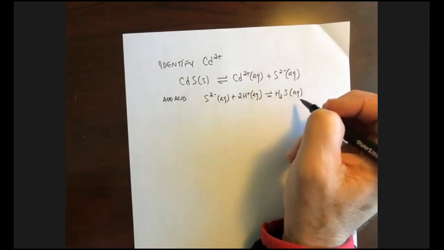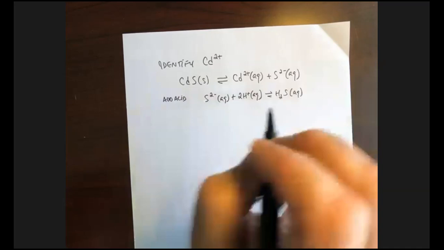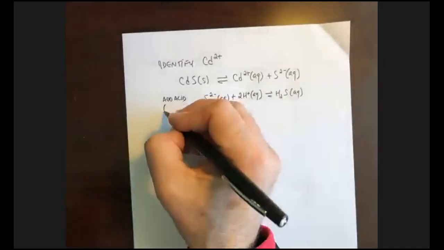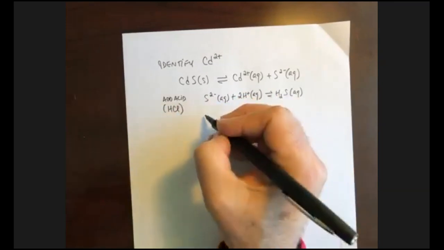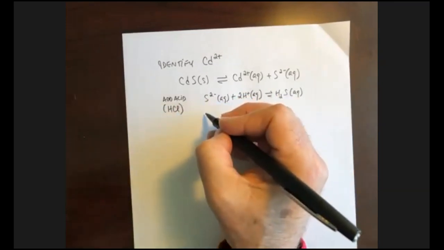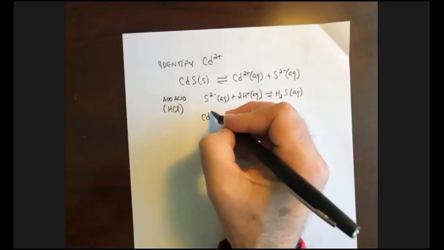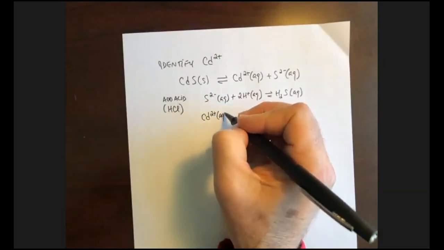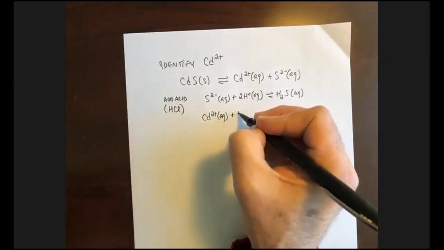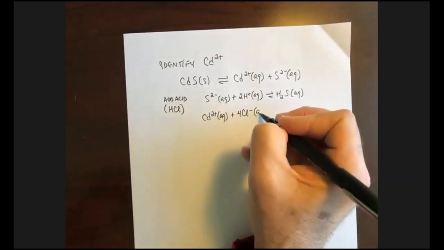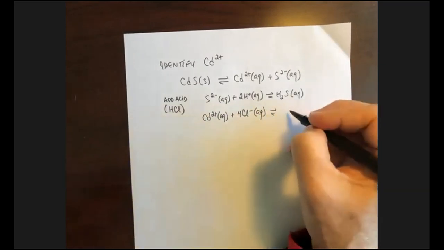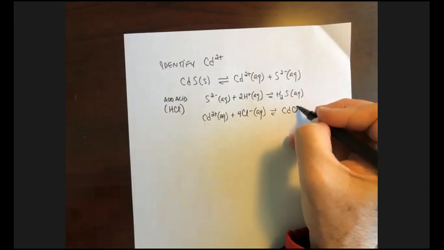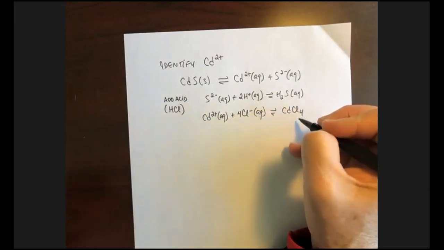But here's the thing. If the acid that we add happens to be HCl, it turns out that in the presence of a decent amount of chloride ions, the cadmium ion itself forms a complex with chloride ions. And we will study this complex ion chemistry later in the semester.